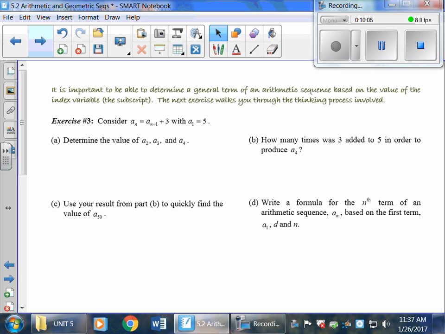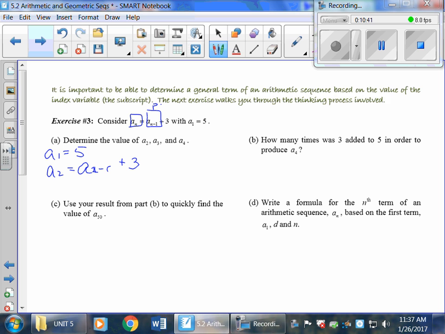Again, before I even move on, I make sense of it. This is the term I'm looking for. This is my previous term, and I'm going to add 3 to that term to get to the term I'm looking for. They tell me that a sub 1 is equal to 5. So a sub 2 is equal to the previous term. And if you want to make more sense of this, you can say we're looking for a sub 2 minus 1 plus 3. So what does that mean?